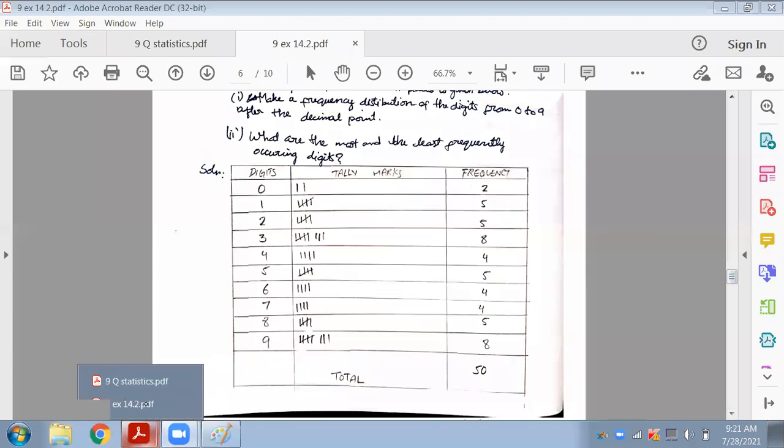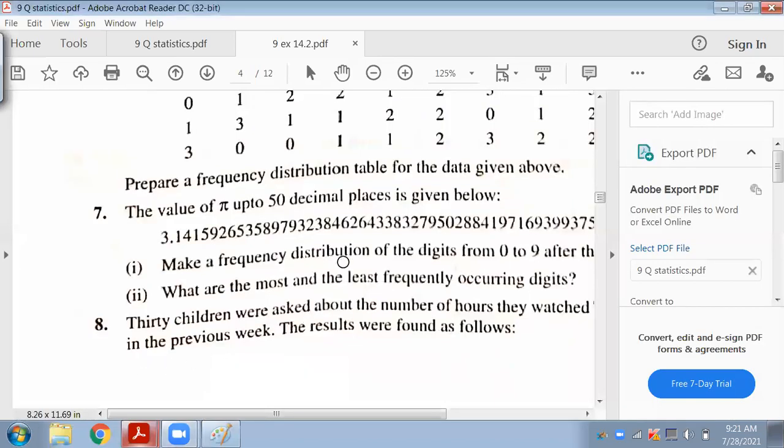Okay, now there is a second part in the question. The second part is: what are the most and the least frequent occurring digits. You have to tell what are the most and the least frequent occurring digits.